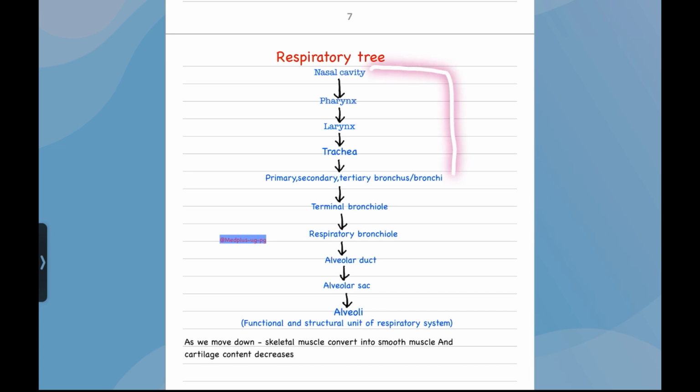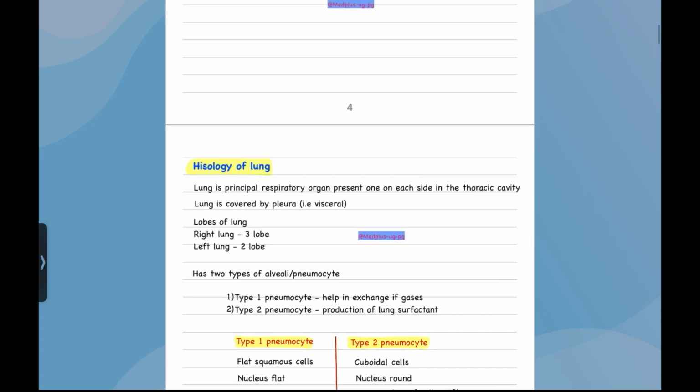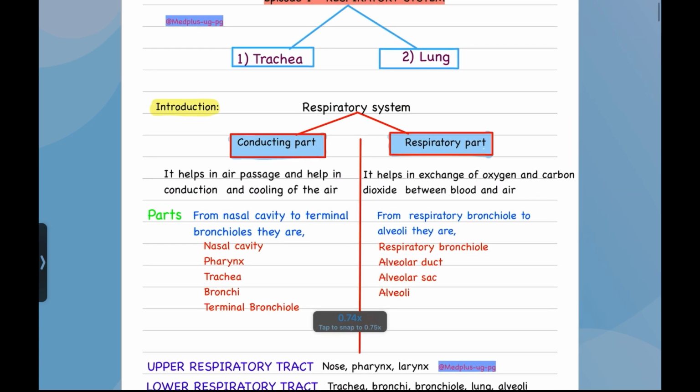Now, as we can see, from the nasal cavity till the terminal bronchiole, it is called the conducting part. And from the respiratory bronchiole till the alveoli, it is called the respiratory part. So now we will see here the conducting part and the respiratory part. The conducting part helps in the passage of air. The name suggests conduction, so passage of the air, and it helps in cooling of the air, as the environmental air is hot compared to what our body needs.